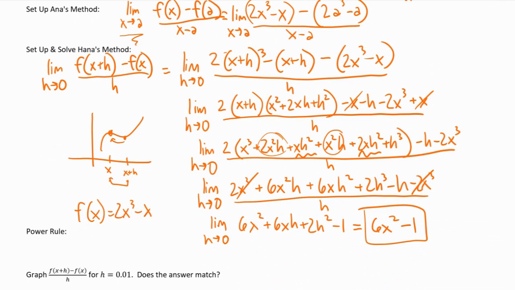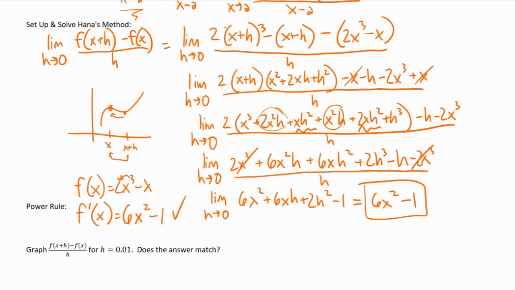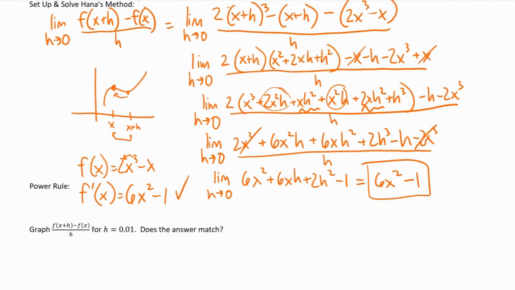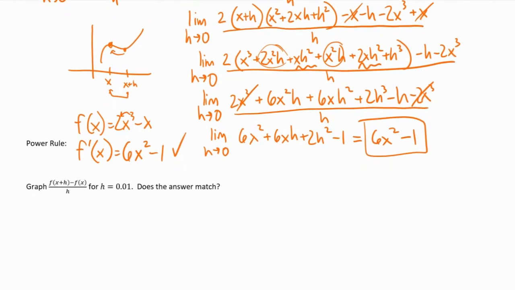So let's go ahead and use the power rule. F prime is equal to 3 times 2 is 6, x to the 3 minus 2 is 2, minus 1. So it checks out. Power rule tells me that I did this properly. And again, you will be tested on solving a limit definition of a derivative by hand, so make sure you can do this. All right, and then we are going to graph f of x plus h minus f of x over h for h is 0.01.